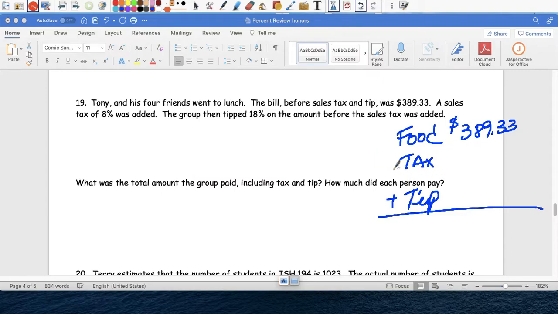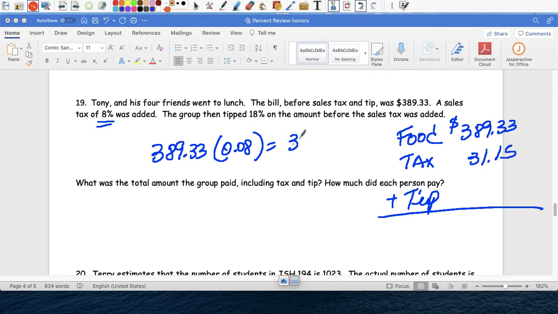Okay, so the tax. Now the tax portion is going to be 389.33. I only want to know what the tax is. I don't want to know what the price of the food plus the tax is, just the tax. So the tax is 8%, or 0.08. So 389.33 times 0.08 is going to give us $31.15. So that's the tax.